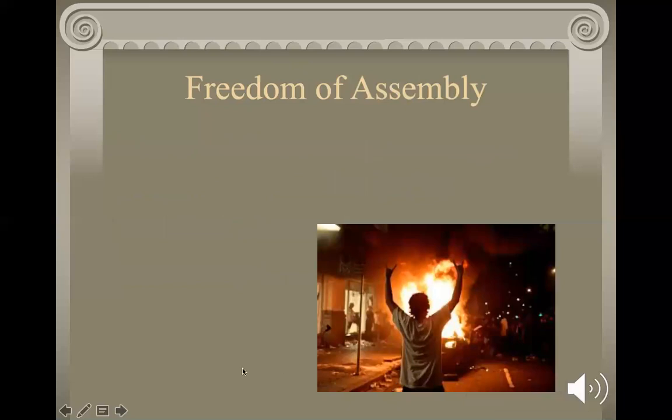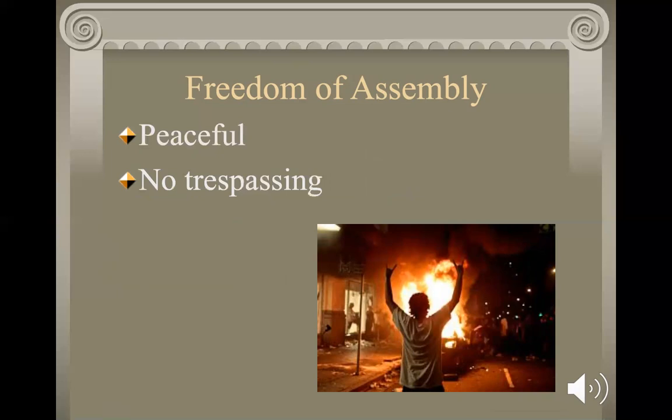The next limit that we're going to look at is the limit with freedom of assembly. So obviously it is important. We know that it is in the First Amendment, right, in the Bill of Rights, but there are some limitations to it. Number one, it has to be peaceful.